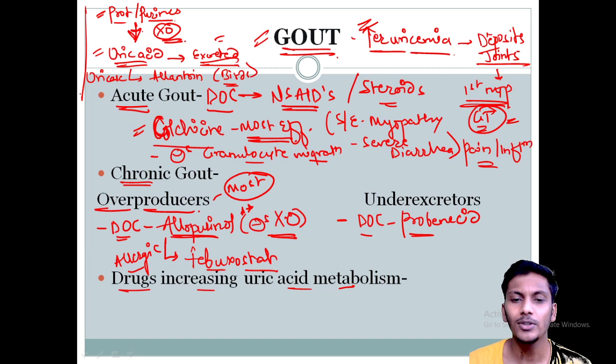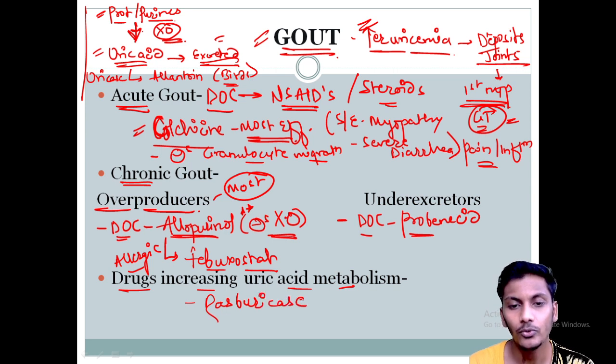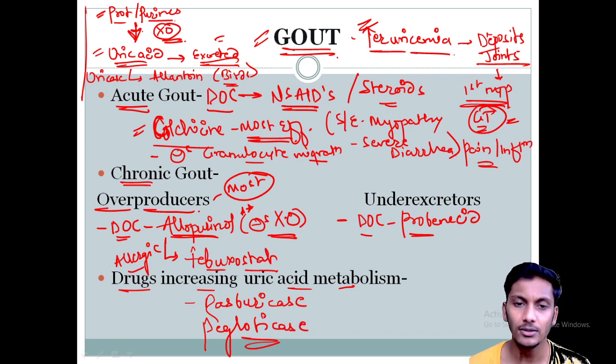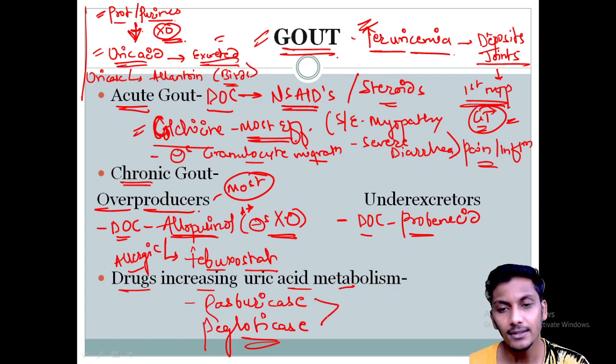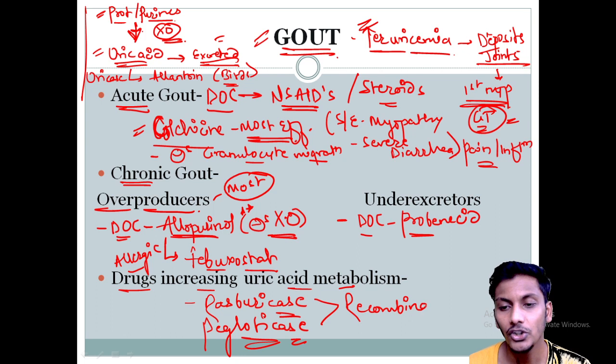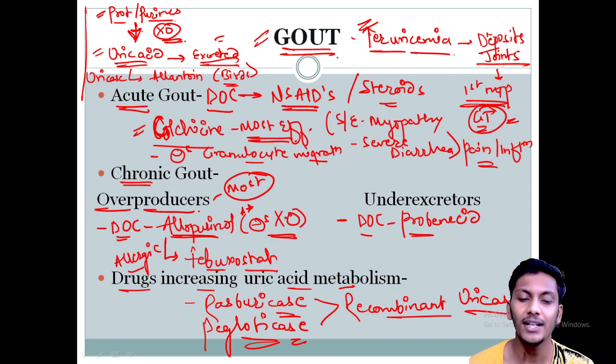These drugs which increase uric acid metabolism are two important drugs, rasburicase and pegloticase. Important questions have been asked in some examinations. Both of these are enzymes; the "ase" is at the end. So please remember, pegloticase and rasburicase are recombinant uricase enzymes.